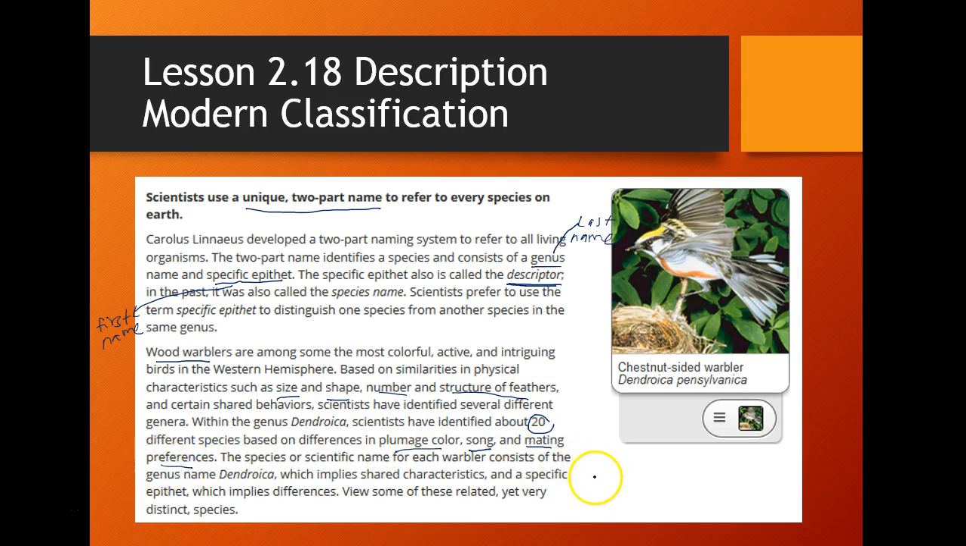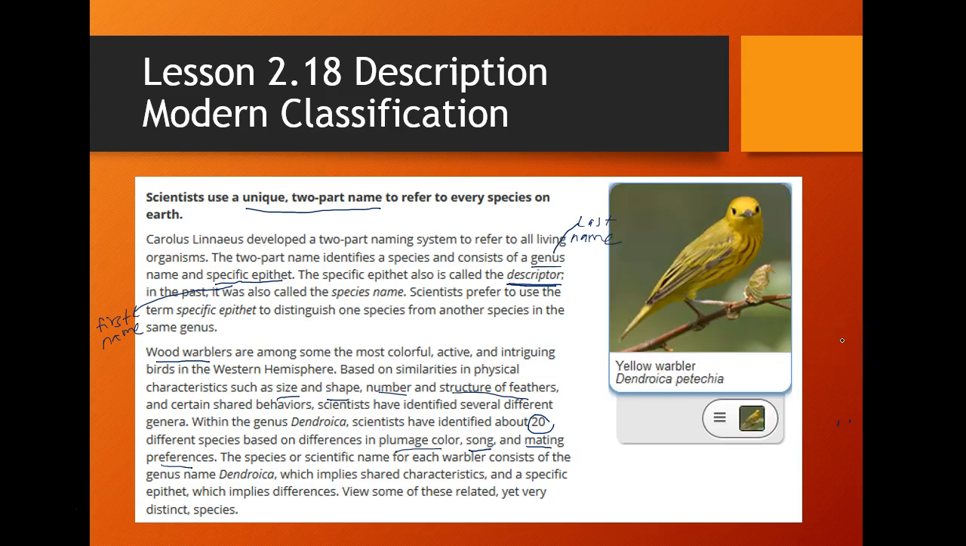The similarity shows that they probably belong to the same genus, but the differences clearly show that they each have their own specific epithet to describe their species. Here's one example of a wood warbler, and here's another one. They look different, but in fact they do have a lot of similarities as well.